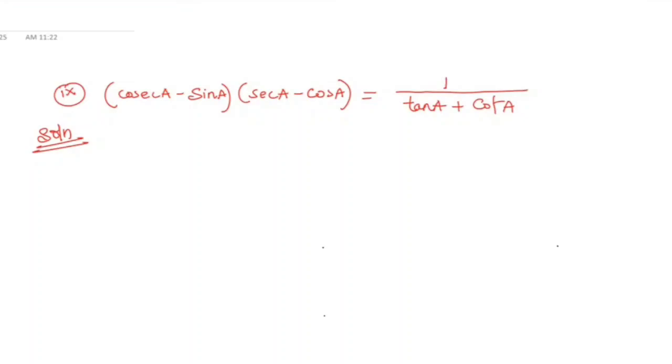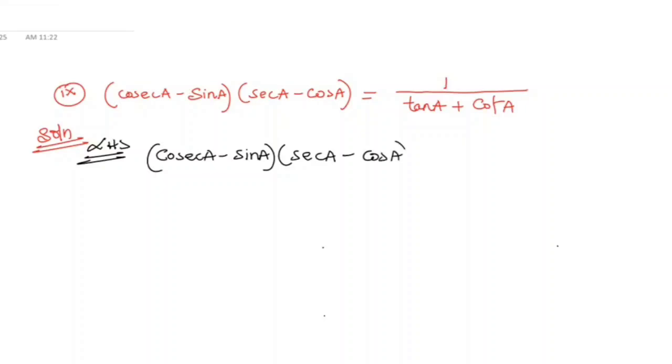Next, question number 9, see what is given. (cosec a - sin a)(sec a - cos a) equal to 1 by (tan a + cot a). So first we'll write from the left hand side. So left hand side, what is given? (cosec a - sin a)(sec a - cos a). Okay, this is my left hand side.